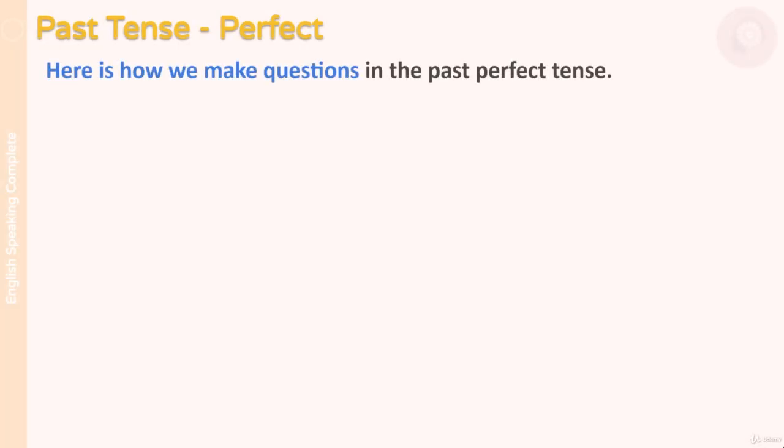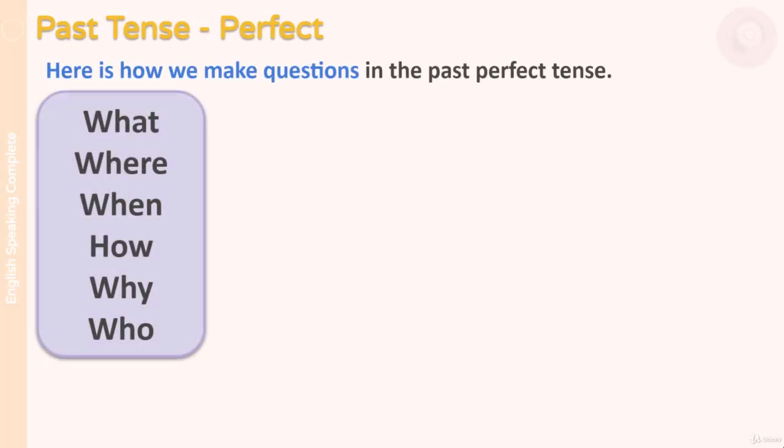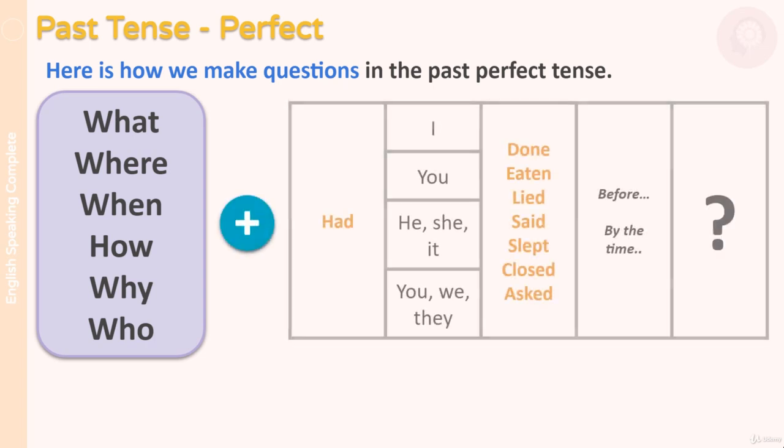Okay, so let's take a look at the question form for the past perfect tense. So we can use our W words if we want. And here we have had plus our subject plus the past participle. And you can also add the extra part of the sentence. Before something something. By the time something something. Here's an example.